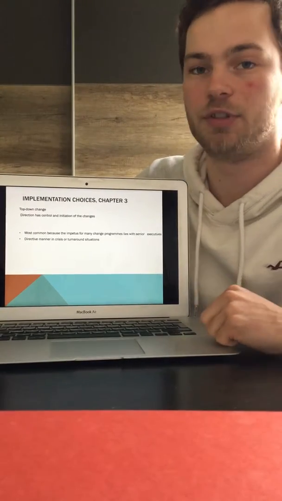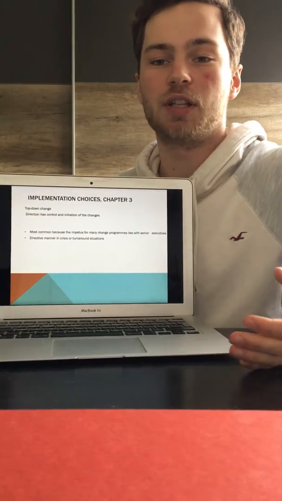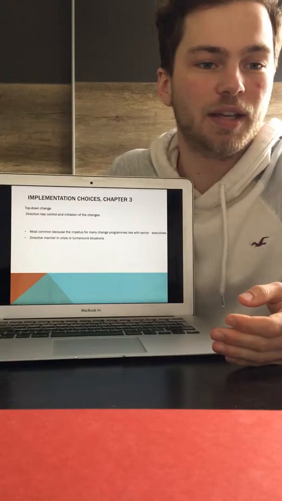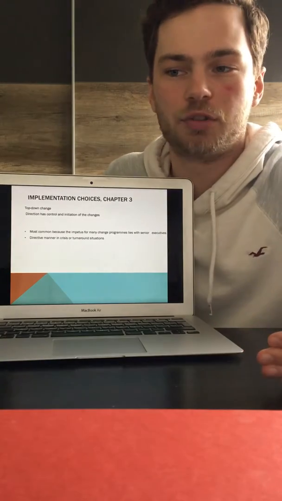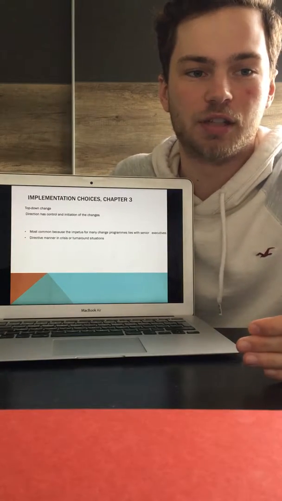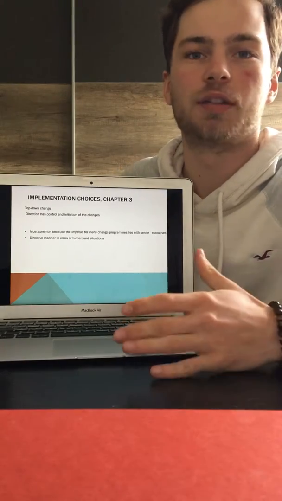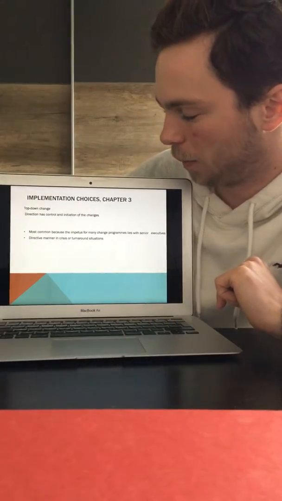So now we'll go to top down change, and this is explained by the direction, has control, and initiation of the changes. So the direction is in control. They decide what is going to change, how they're going to change it, what employees should do, and so on and so on. So they just have full control.